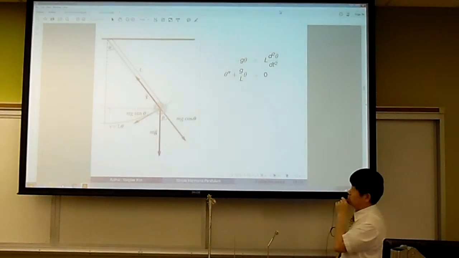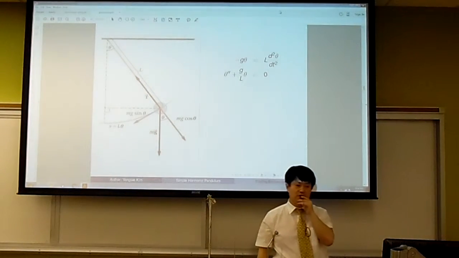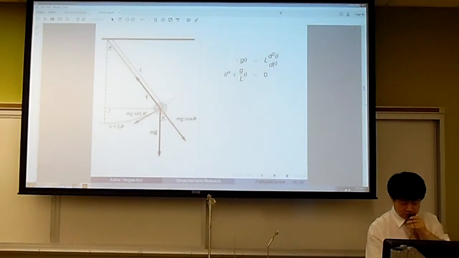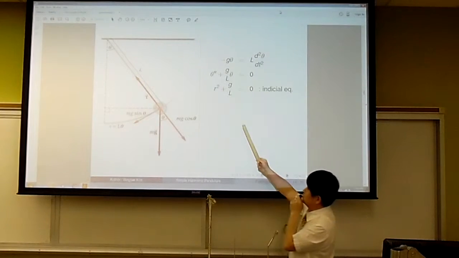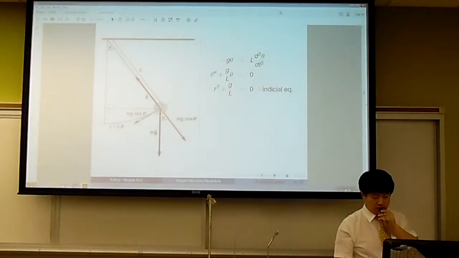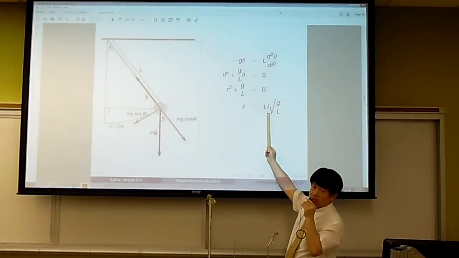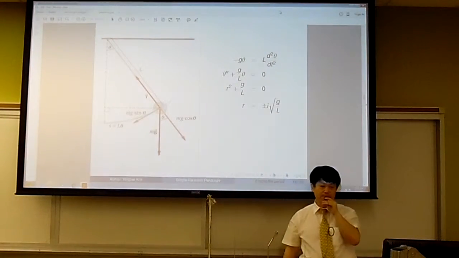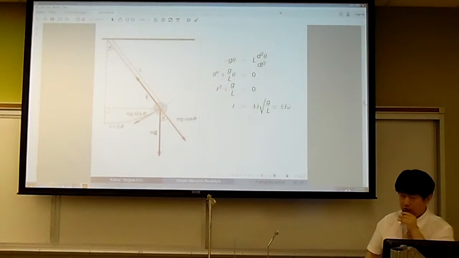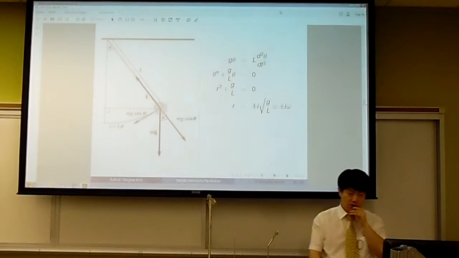So we have a second order differential equation. Theta double prime plus g over L theta equals 0. To solve this differential equation, you can use the characteristic equation, which is r squared plus g over L equals 0. From this we can write r to be plus or minus the complex number square root of g over L. Now here, square root of g over L, let's call that omega.